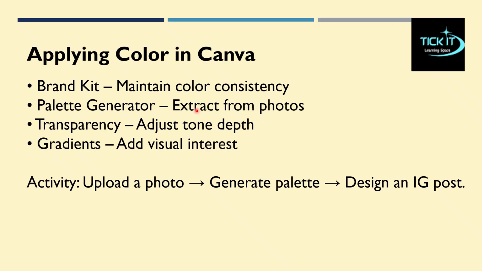Next, now applying color in Canva. We mentioned brand kit in the previous video. If you've not watched on brand kits, I mentioned that in the previous video. The link is down in the description, the first link. Go watch that video right after you finish this video. Then the palette generator, we've mentioned the same. This is where you can extract colors from the photos that you're using, adjusting transparency in your designs, and also gradients. We mentioned all of this.